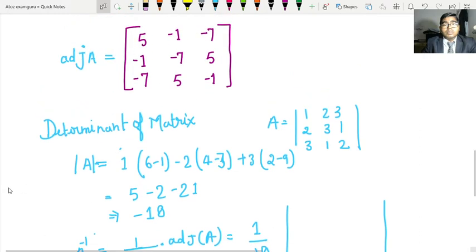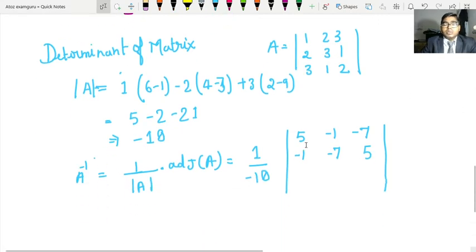So it is 5, minus 1, minus 7; minus 1, minus 7, 5; minus 7, 5, minus 1. Right friends? So this is the inverse of this matrix, and I hope that it is clear to you.